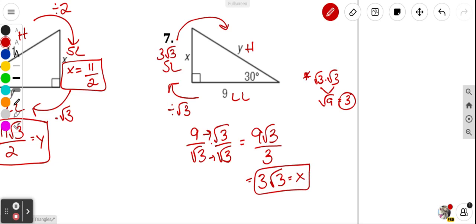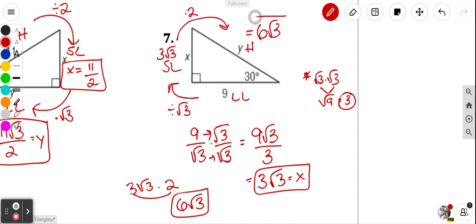Now to go from short leg to hypotenuse, remember we just multiply by 2. So I'll do that down here. 3 radical 3 times 2, you would just multiply the 2 and the coefficient, so that's going to be 6 radical 3. So that's your y. So y is 6 radical 3, x is 3 radical 3.